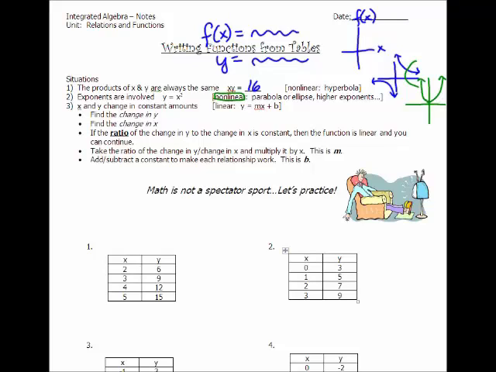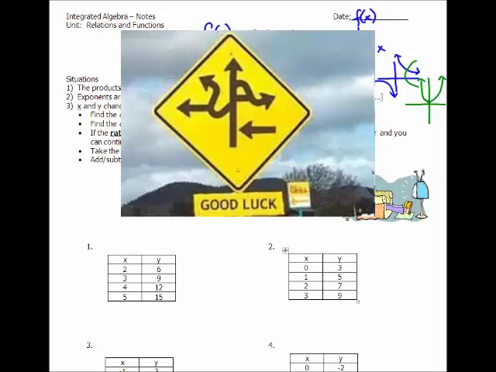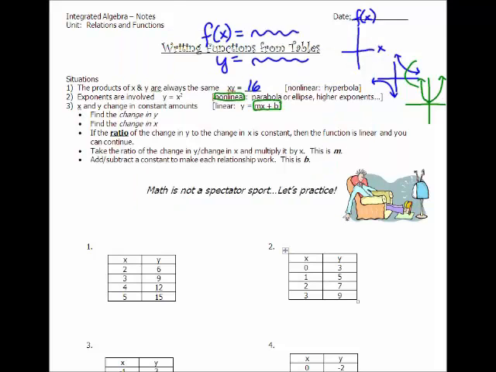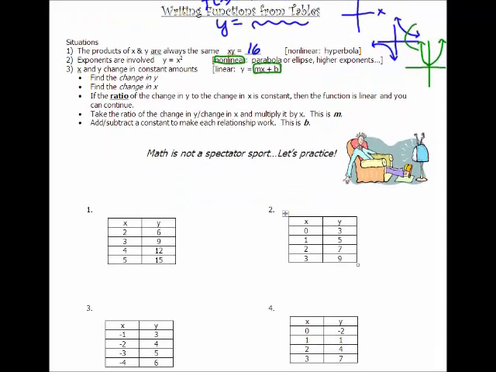If x and y change in constant amounts, you're going to get a line. So that's going to look like y equals mx plus b. You will become very, very familiar with that form. So how do we find what this graph looks like? We are going to write the equations of the various graphs based upon their tables.